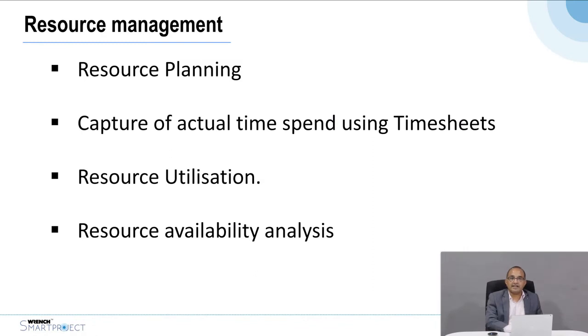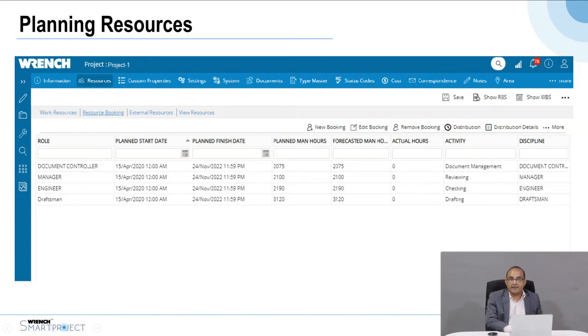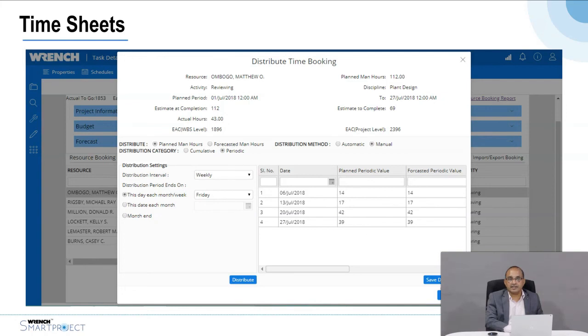Resource management is a very critical requirement for every engineering and architectural firm. Wrench Smart Project provides functionality such as resource planning, capturing the actuals using timesheet. It enables you to monitor the utilization of the resources and also check the availability of the resources. The resource planning functionality enables you to budget the resources in a project and also allocate budgeted hours for deliverables as well as packages, and also monitor the resources against the budget by capturing the timesheet and comparing it, so that you have control on your budgets in terms of time.